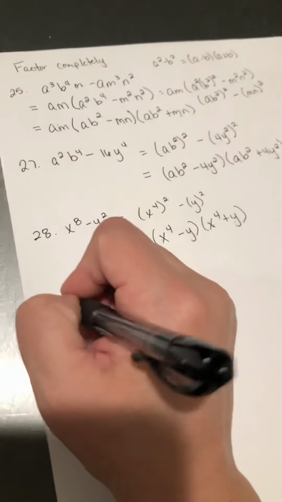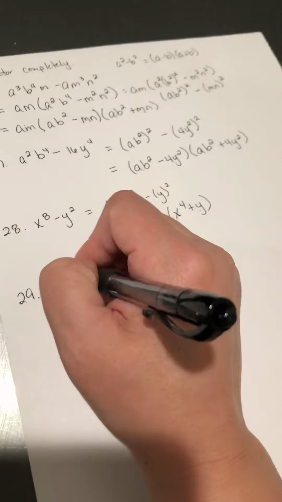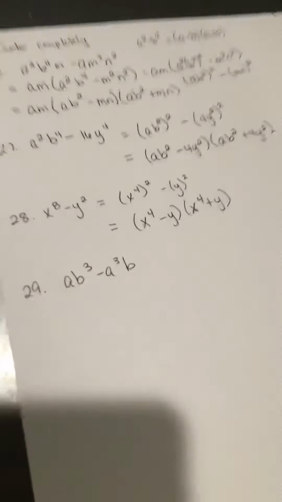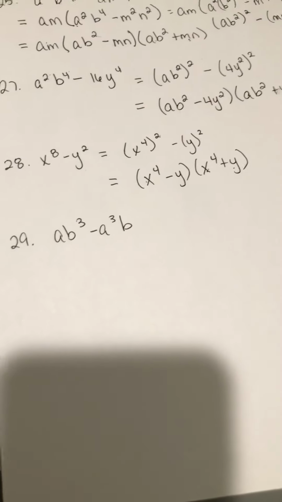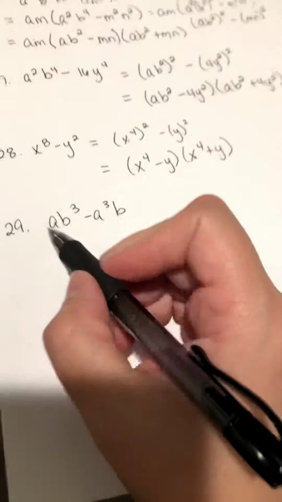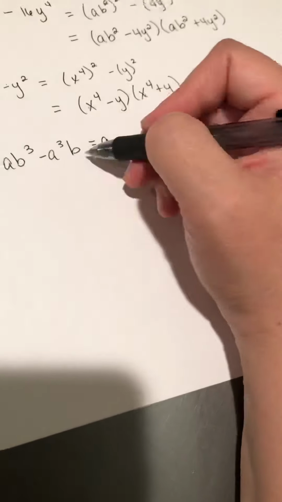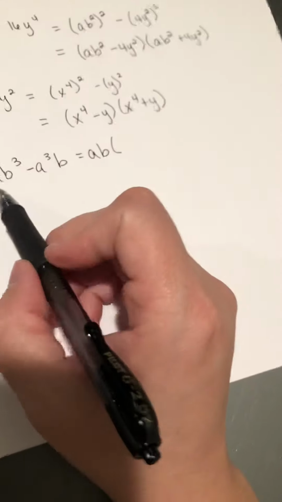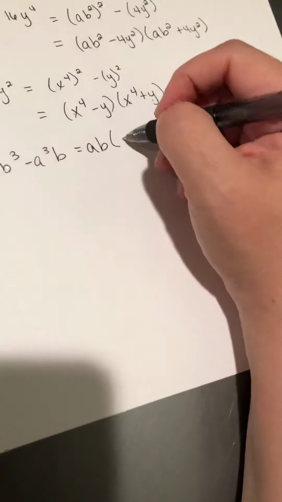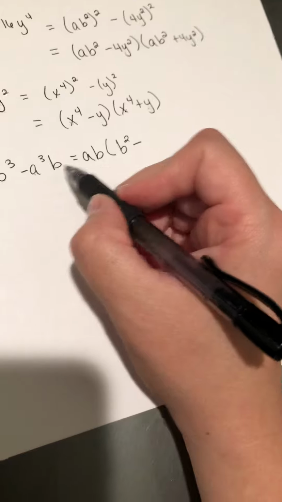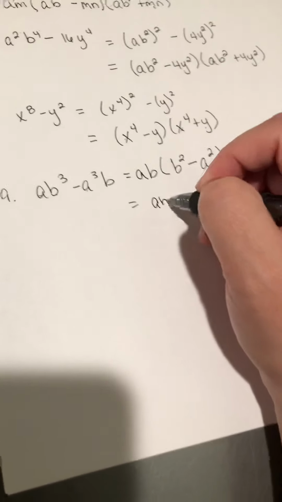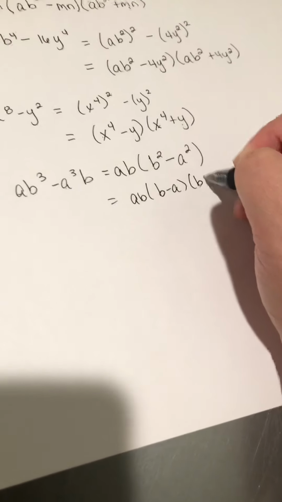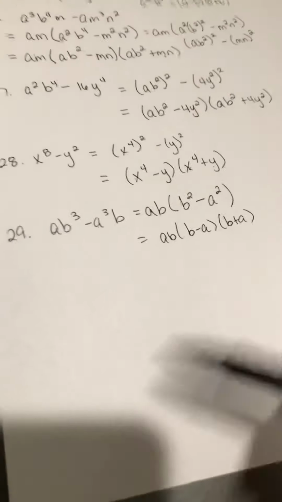Okay, so for the last difference of squares one, we've got ab cubed minus a cubed b. When you first look at this one, it's not obvious that it's going to be a difference of squares, so you've got to factor out your greatest common factor first. So I've got an a and an a cubed, so I can factor out an a. I've got a b cubed and a b, so I can factor out a b. And if I factor ab out of ab cubed, I'm left with a b squared, minus a cubed b, I'm left with an a squared. So there's your difference of squares. So I've got ab times b minus a times b plus a. Again, you can check it and it will check.